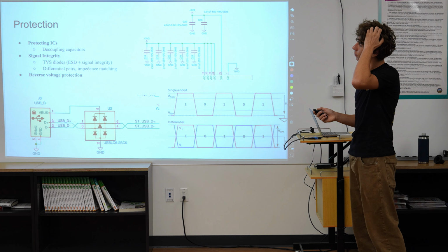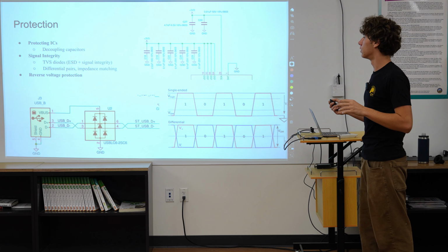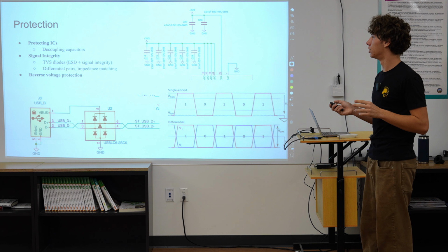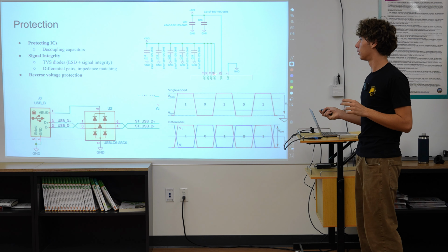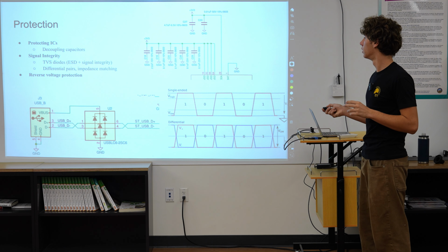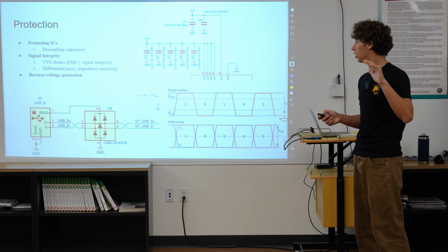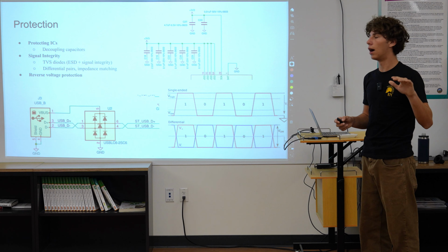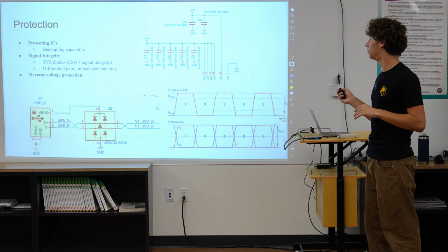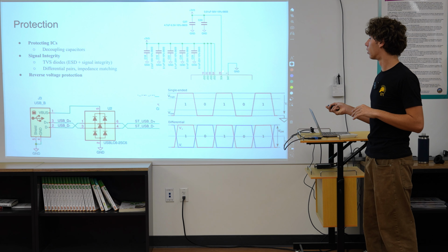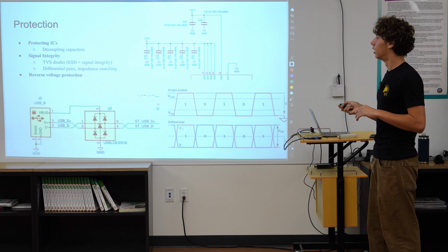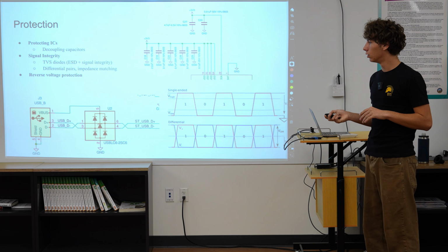Cool. So for protection, we use a couple of things to protect our ICs and just our boards in general. One of the most important is decoupling capacitors. So that's going to be this stuff right here. This basically makes it so that if we have a drop in voltage or a spike in voltage, our ICs basically get the same voltage all around. We use basically 1 per VDD pin, and we're going to use 2 for a VDDA pin. For signal integrity, we use TVS diodes.